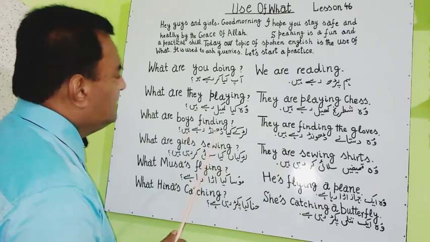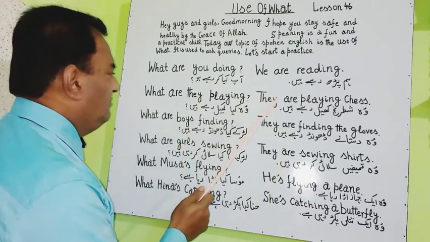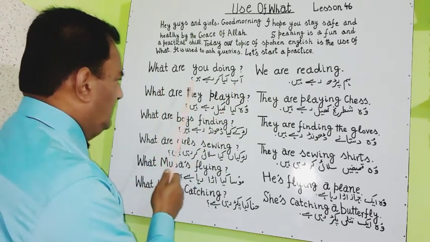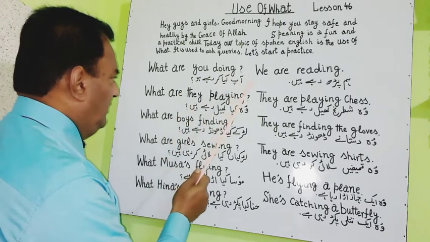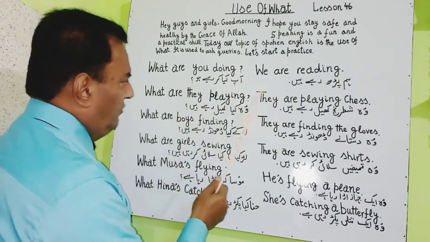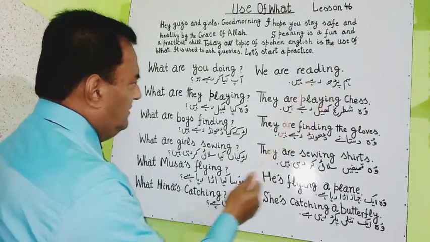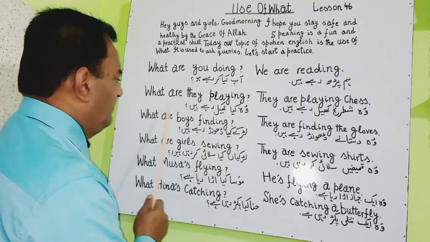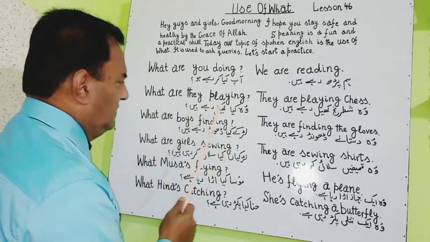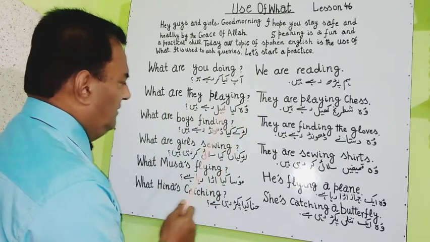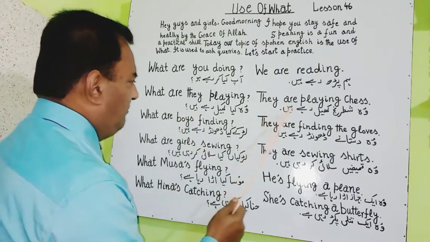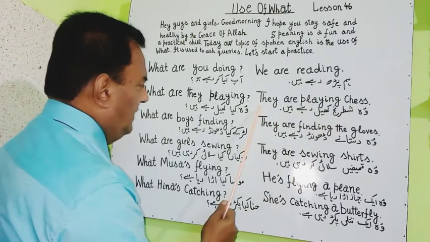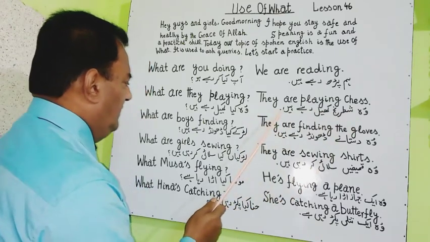Girls and guys, let's have a say again. Speak with me. What are you doing? आप क्या कर रहे हो? We are reading. हम पढ़ रहे हैं. What are they playing? वो क्या खेल रहे हैं? They are playing chess. वो शतरंज खेल रहे हैं.